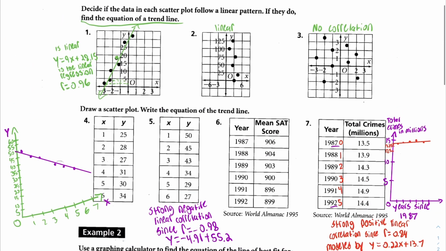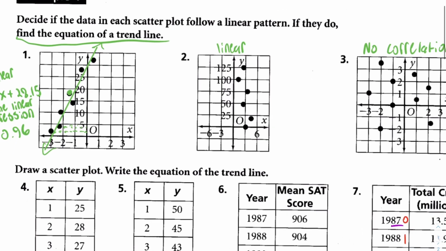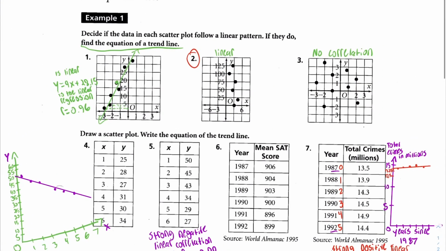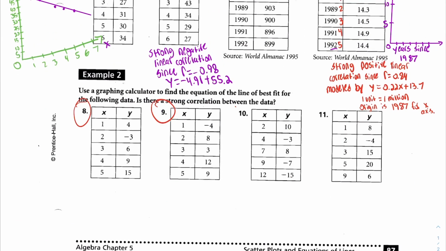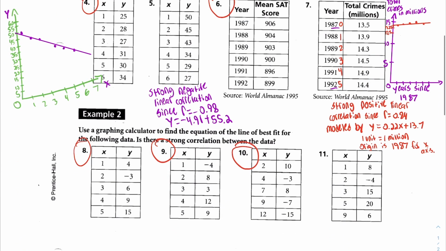Okay, your assignment is going to be write the equation for number 2, do questions 4, 6, 10. Let's see how many questions that is. 1, 2, 3, 4, 5, 6. I don't think you need that last question.